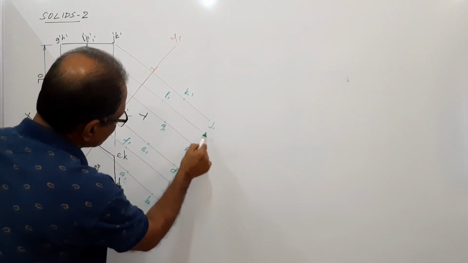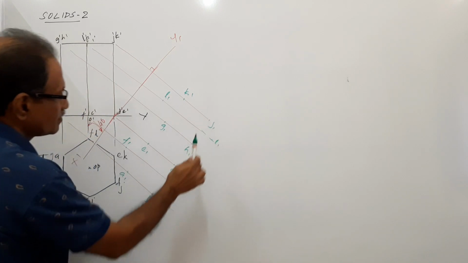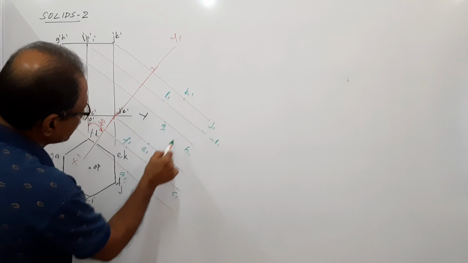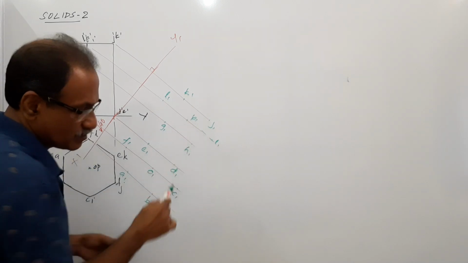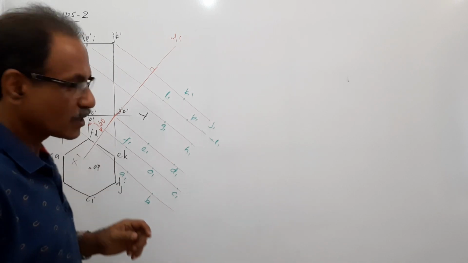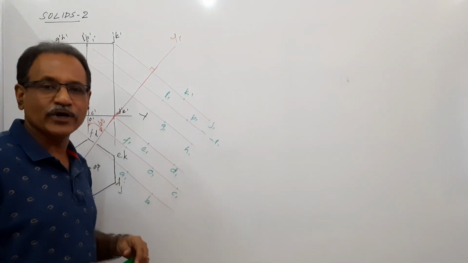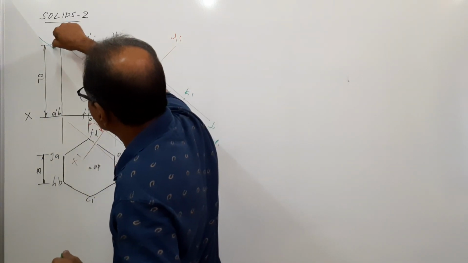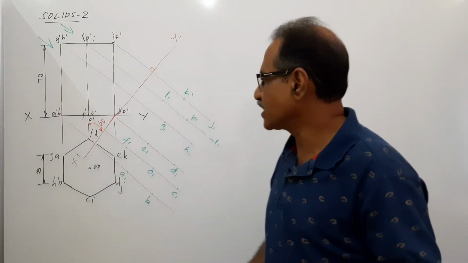Mark the distance of CI from XY. C1, I1. Mark the distance of OP from XY. O1, P1. You have got all the 14 points. You are looking in this direction.